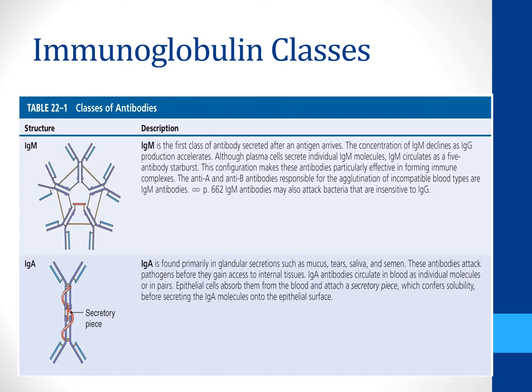And then last are IgA immunoglobulins, and those are found mostly in glandular secretions like mucus, tears, saliva, and semen, and breast milk as well. So the IgA is secreted into breast milk, and that offers some protection to the newborn while breastfeeding.